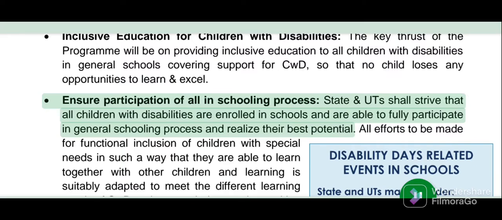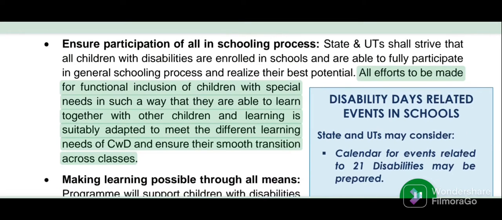Ensure participation of all in schooling process. State and UTs shall strive that all children with disabilities are enrolled in schools and are able to fully participate in general schooling process and realize their best potential. All efforts to be made for functional inclusion of children with special needs in such a way that they are able to learn together with other children and learning is suitably adapted to meet the different learning needs of CWD and ensure their smooth transition across classes.